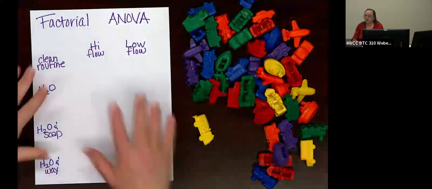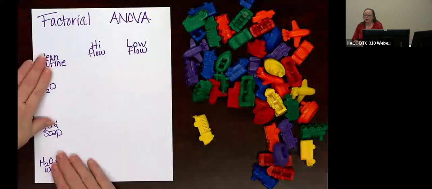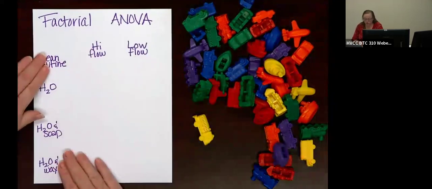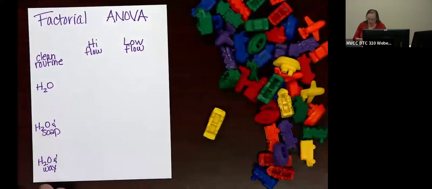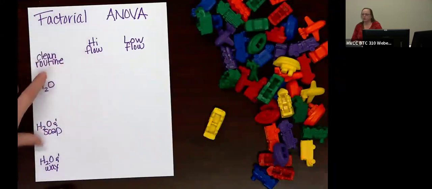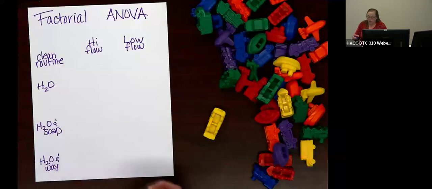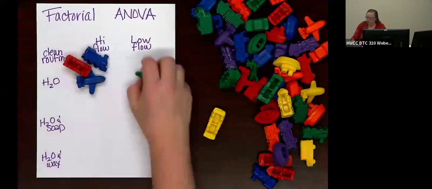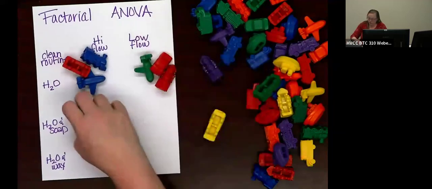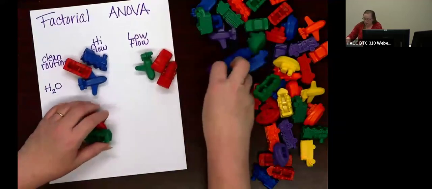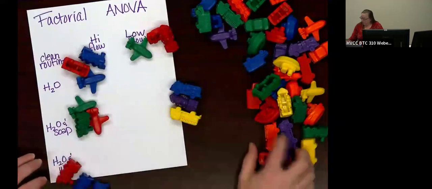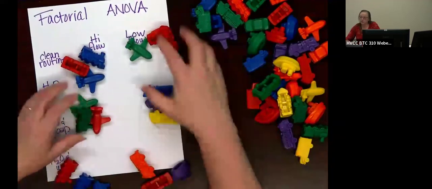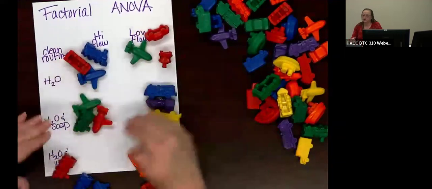Multiple levels, one factor. Factorial ANOVA, multiple levels on two factors. So here, maybe we're trying to figure out what's the relationship between a high flow filter and the cleanliness routine. Is there a relationship? So here we have this group and this group, and this group, and this group, and then this group, and then this group. You'll see we have 6 different groups because we need to cover all the conditions.